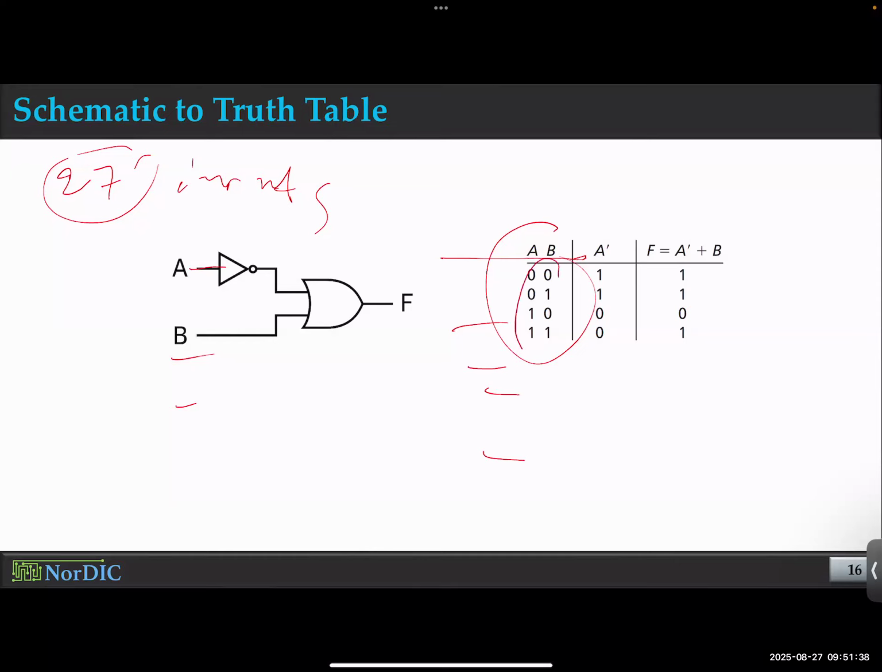How many rows do you have with two inputs? 2 raised to 2. How many rows do you have with 3 inputs? 8, meaning 2 raised to 3. So how many rows will you have with 2 raised to 27? Is that a small number? Just try to put it in MATLAB or even Google it. Like, what is 2 raised to 27? This is crazy. It's a crazy big number.